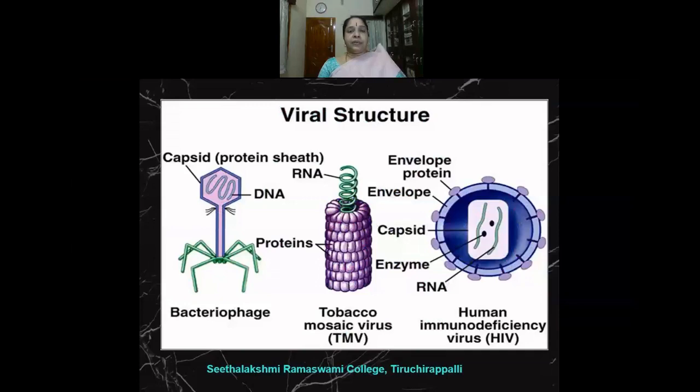Here we can look into the structure of the virus. You can see the capsid or the protein sheath and the DNA present in the bacteriophage. And in the tobacco mosaic virus, you can see the capsid and the RNA. Similarly, in the HIV, human immunodeficiency virus, you can see the protein envelope, the capsid, and also the RNA.